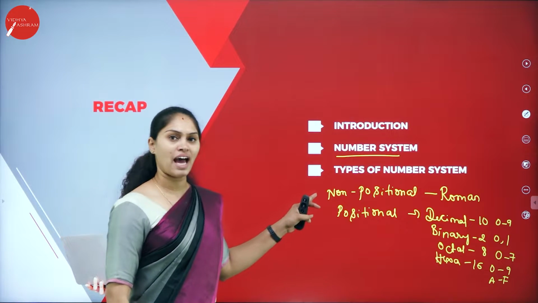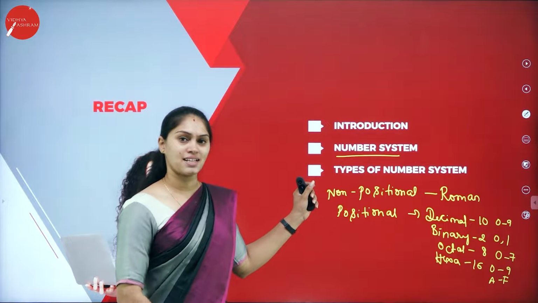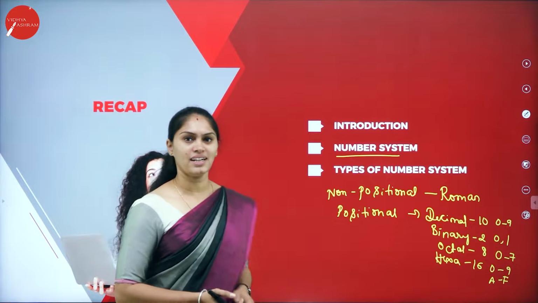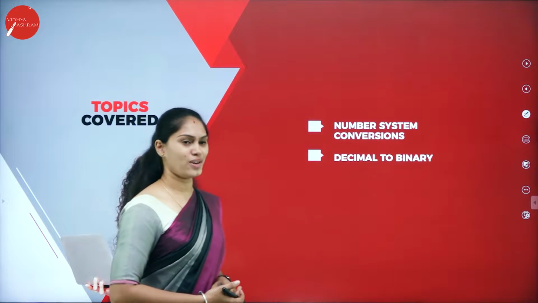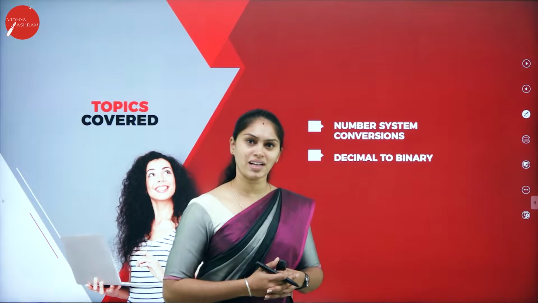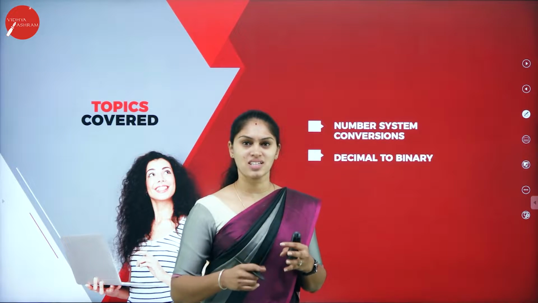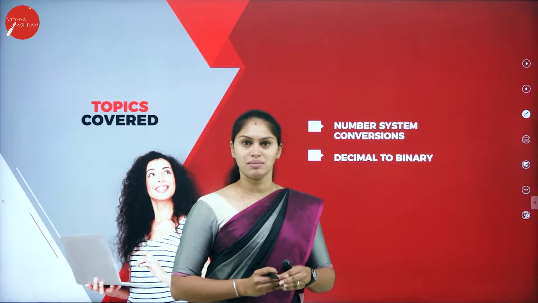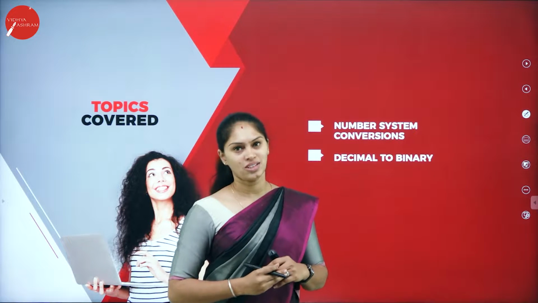So this is what we discussed in the previous class, and we will get to know how we are going to represent each number with a particular type of number system. So in today's session, we are going to learn about the conversions. Anyway, the computer understands only zeros and ones. Any number system it can be, it must be converted into the binary number system. Then only the computer will understand it.